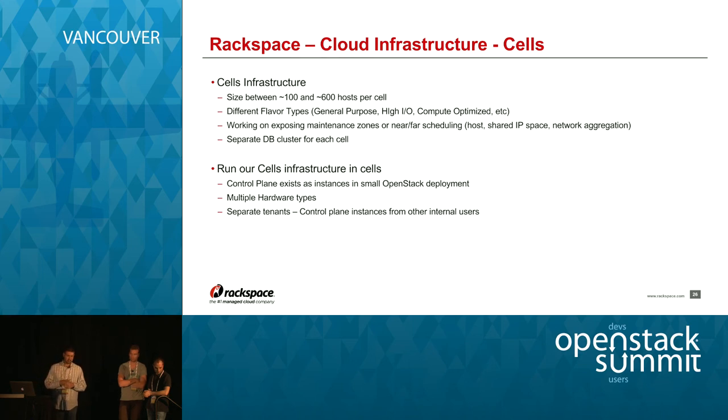We do run a separate DB cluster for each cell. The other thing I'll point out, I think Sam mentioned they do the same thing: we run all of our control plane in an OpenStack cloud itself. We actually use cells within that one as well, for two reasons. One, we have multiple hardware types now available in our internal cloud. Secondly, we offer some of that space out to other groups at Rackspace to do their own testing or development work. And so I want to make sure I can isolate the instances that represent my control plane for the public cloud from, say, an IT group who's testing a new version of the billing system. To do that, we use some of the same techniques to isolate cells within this private cloud to individual tenants.